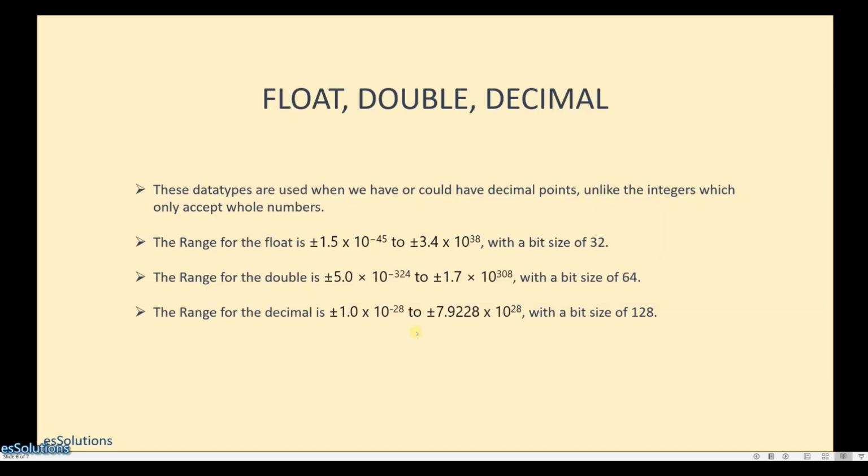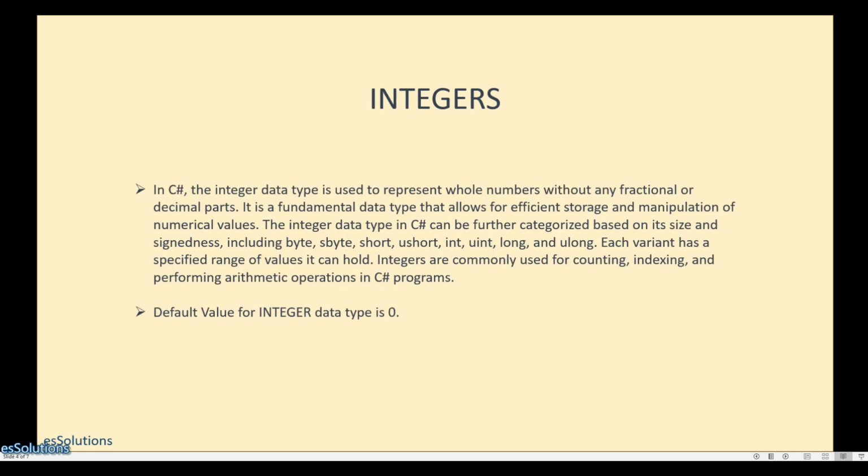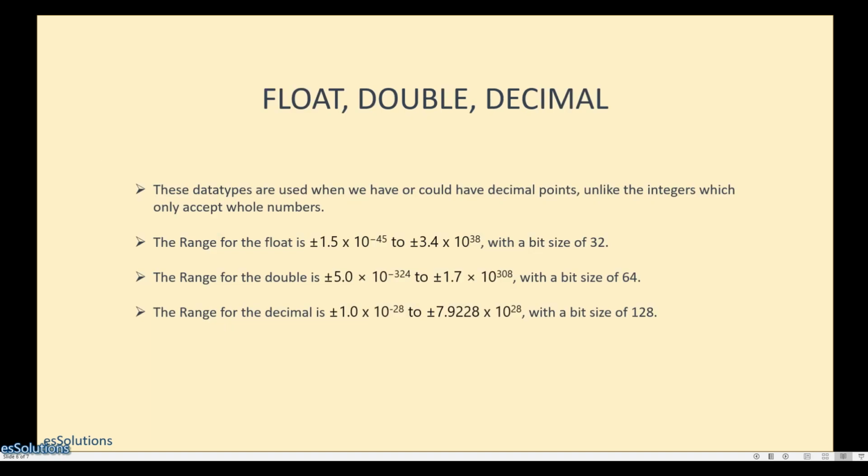So if we go to the float, double, and decimal, we see that these data types can be used when we have decimal points. Unlike the integer data types, which we say are used for numbers without any fraction or decimal point. Even if it has a fraction or decimal point, it cuts it off for an integer. But when we need the decimal points, then we come to the float, the double, or the decimal.